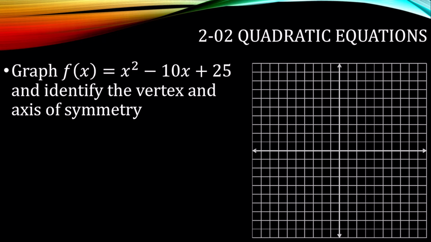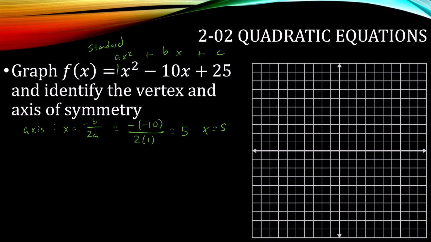Let's make a graph of this function. We're going to identify the vertex and axis of symmetry. Well, this one is in standard form. So it's ax squared plus bx plus c. So you can see that a is 1, b is negative 10, and c is 25. So actually start with the axis of symmetry. The axis of symmetry is x equals negative b over 2a. So it'd be negative, negative 10 over 2 times 1, or 5. So it's x equals 5 is the axis of symmetry.